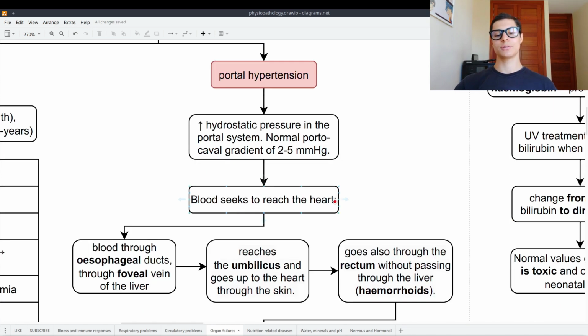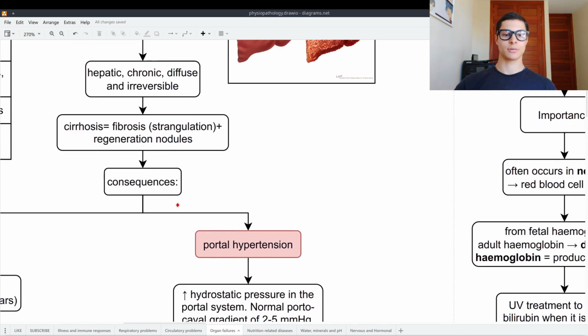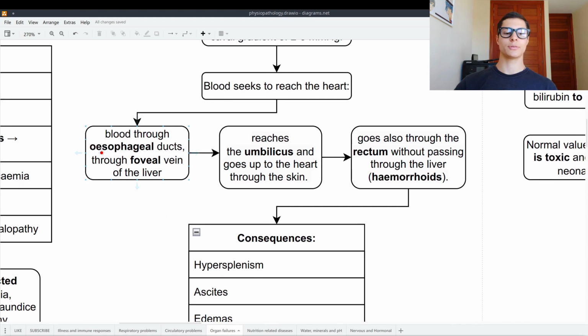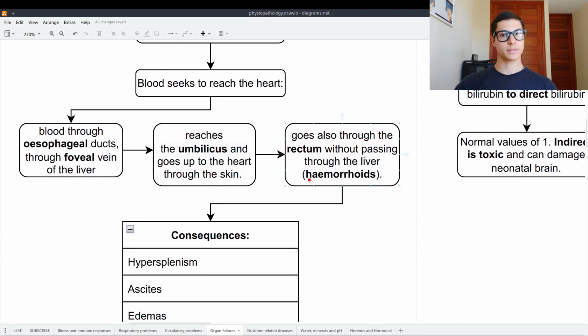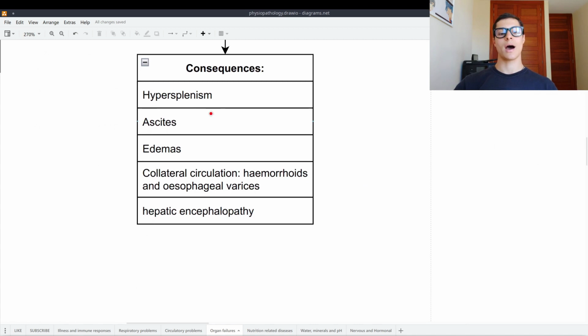The blood seeks to reach the heart because there is a strangulation of the vessels and capillaries. So the blood goes through the esophageal veins and also through the paraumbilical vein of the liver. It reaches also the umbilicus and goes up to the heart through the skin. And it also goes to the rectum without passing through the liver, therefore causing hemorrhoids. The consequences of this are hypersplenism, ascites, edemas, collateral circulation, hemorrhoids and esophageal varices, as well as hepatic encephalopathy.